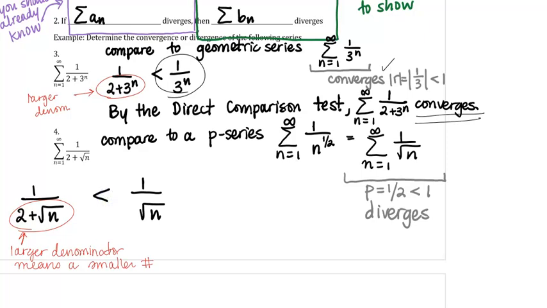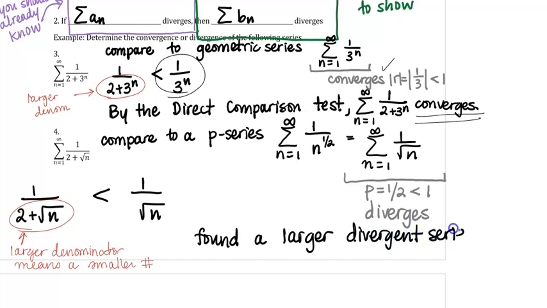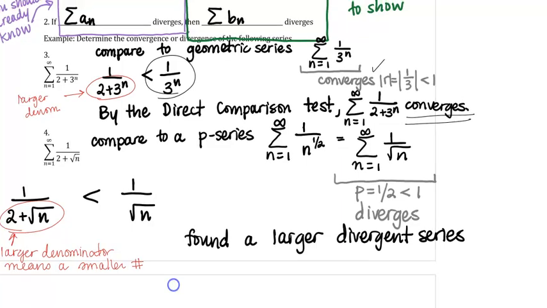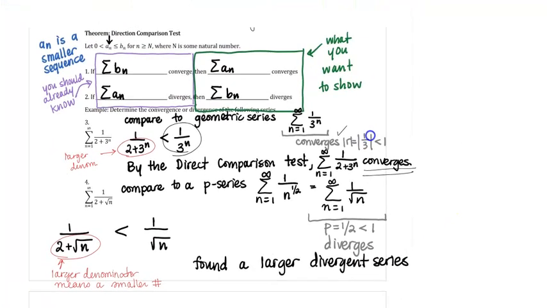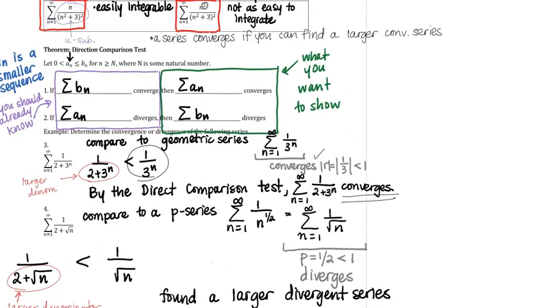So what we have done in this example is we have found a larger divergent series. The series we chose was bigger. 1 over the square root of n was bigger, and we knew that it diverges. Let's see what that tells us. Nothing.